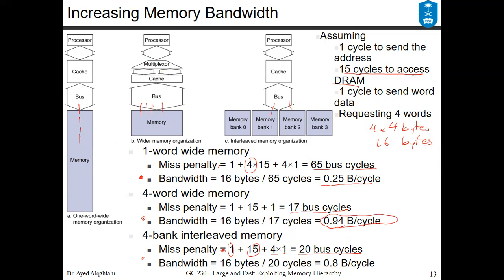And here it's kind of close, and the hardware is not that costly because now the bus is not as wide as the 4-word wide memory. So this is the way you increase the memory bandwidth: by increasing the bus width or having an interleaved memory organization.